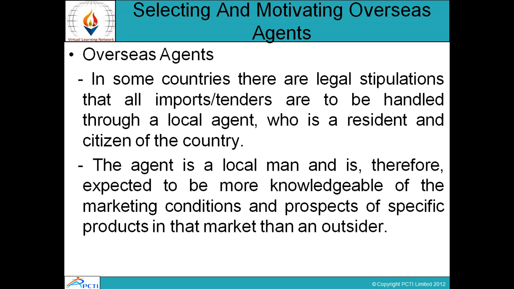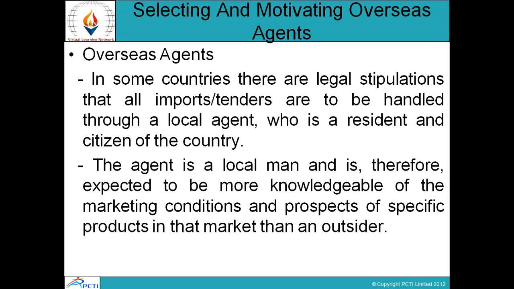Here the agent does not trade on his own, but he secures orders in the name of and on account of the principal and gets commission on the basis of business, and that is how he is able to generate the business. There are major advantages when we talk about overseas agents.